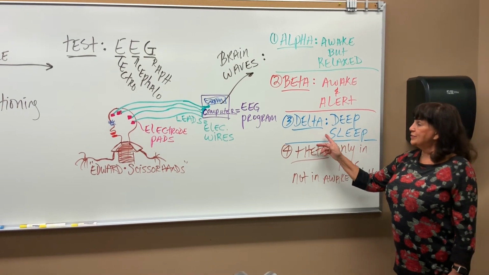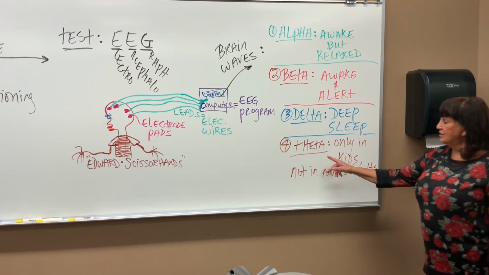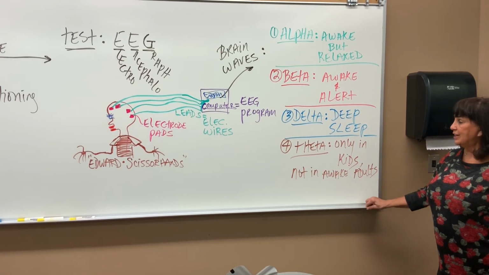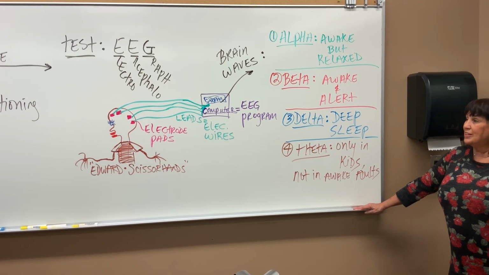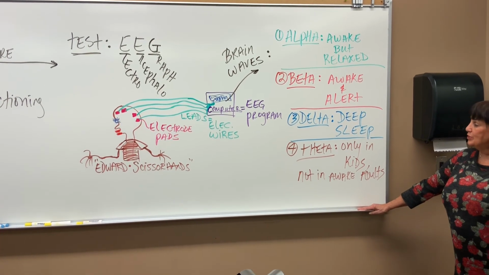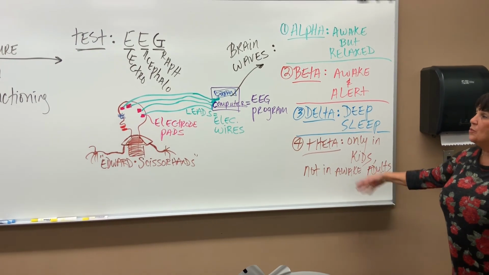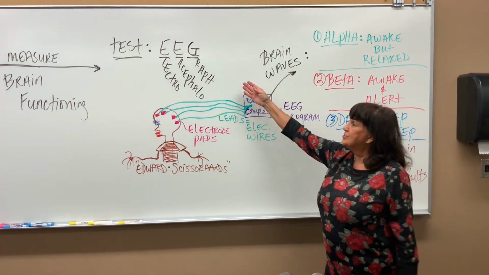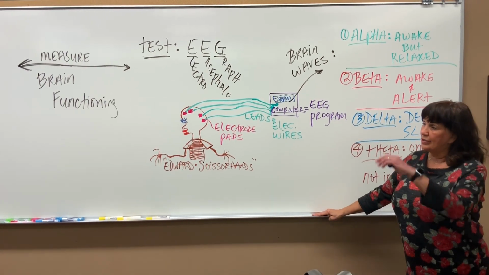And then the delta wave is for deep sleep. It's the sleeping wave, the delta. And then the theta is the 4th wave, and it's only in kids, not in awake adults, okay? The theta is exclusive for kids up to about age 16, 16 to 18, and then we lose that. All right, so those are the 4 that we can actually record with a typical EEG. And this is the best test for seeing if the electrical activity is working well in all areas of the brain.